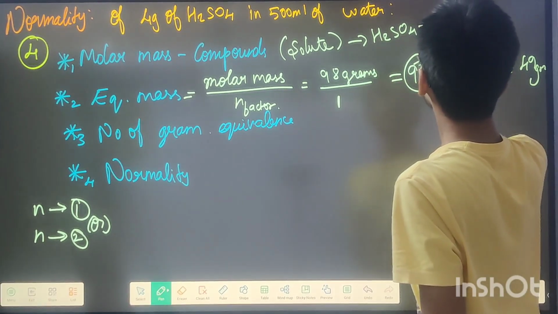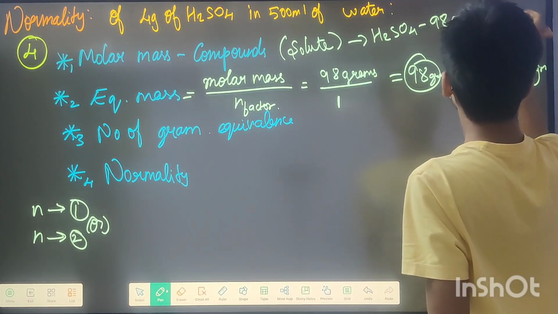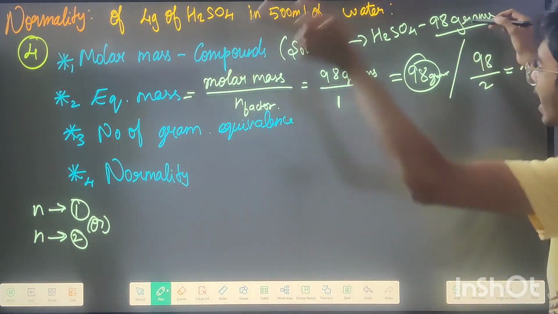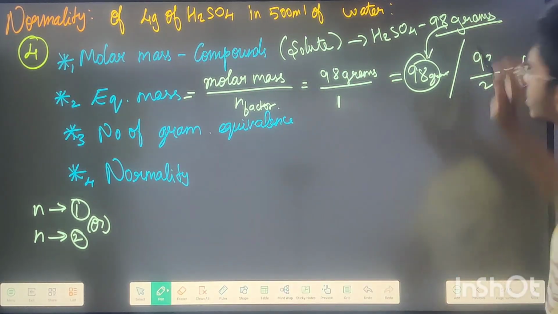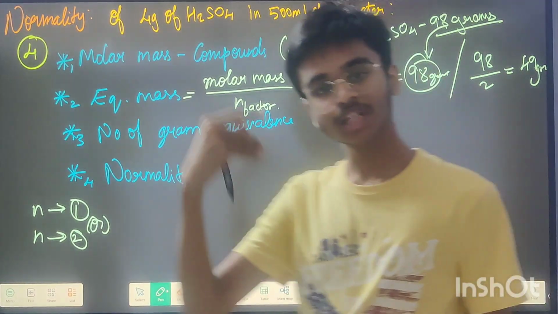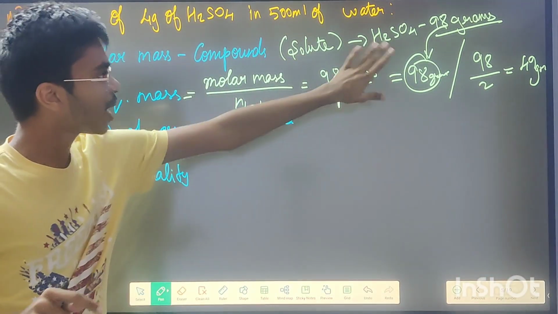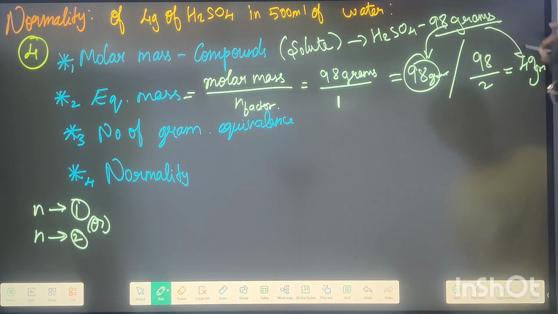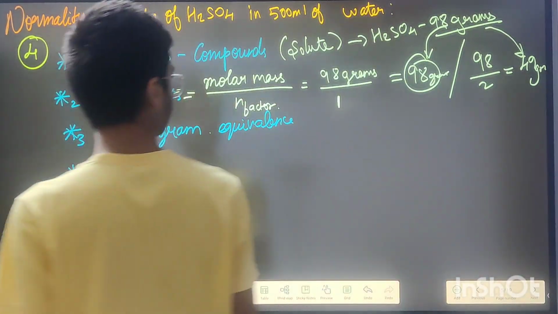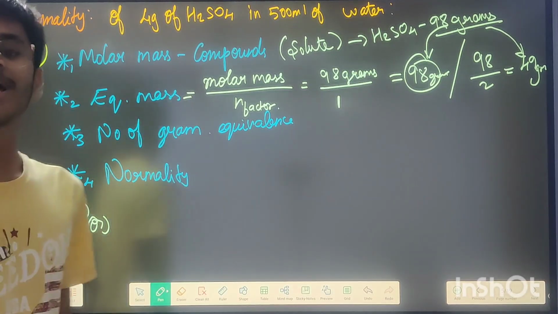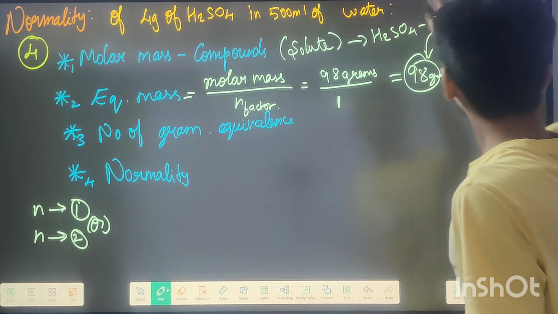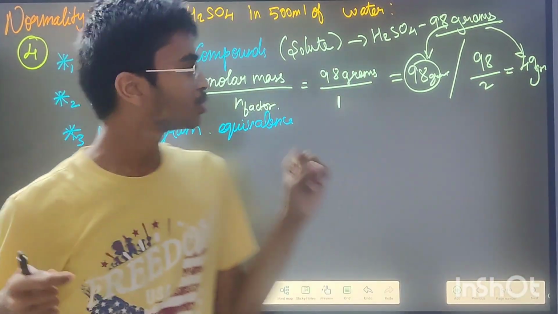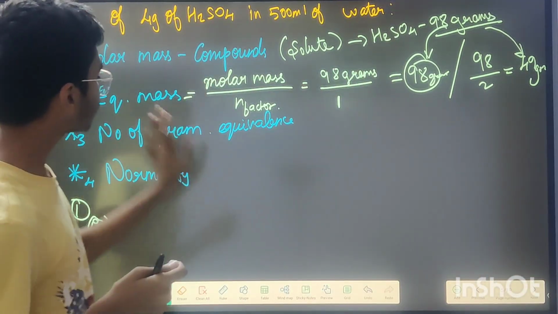H2SO4 is 98 grams. So out of this 98 grams of H2SO4, when n factor is 1, 98 grams of H2SO4 can react. That means every part of this H2SO4 can react. But when n factor is 2, that means only 49 grams can react. Out of this total 98 grams, only 49 grams has the ability to react.